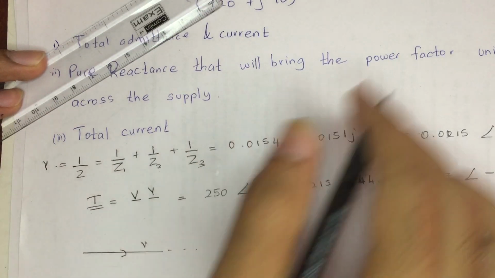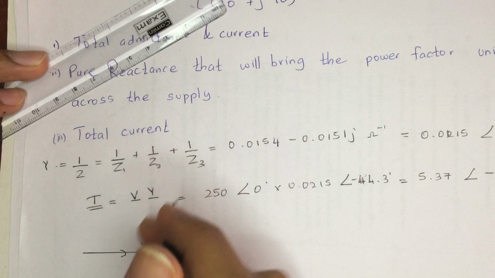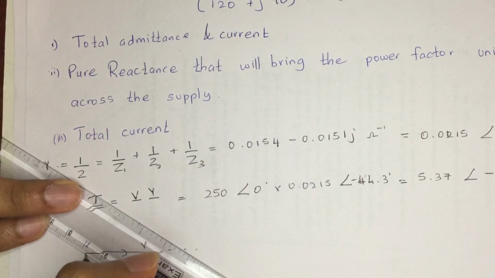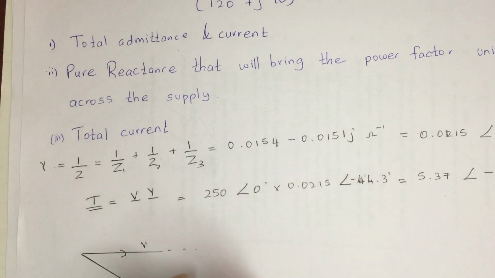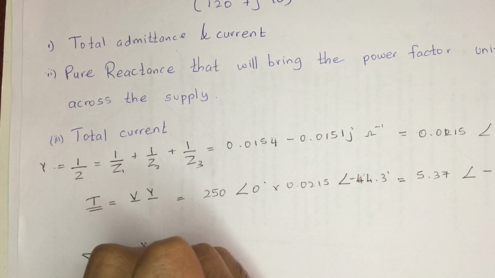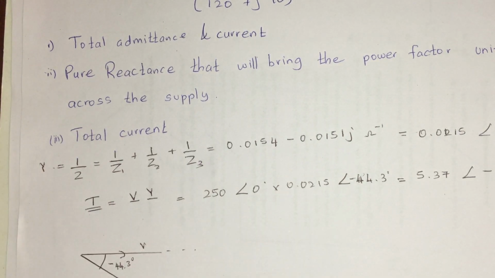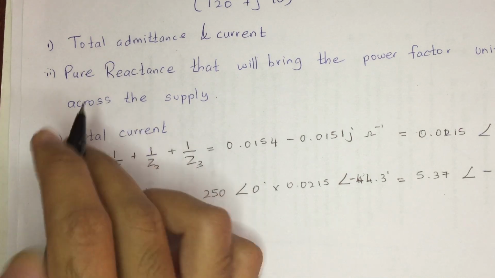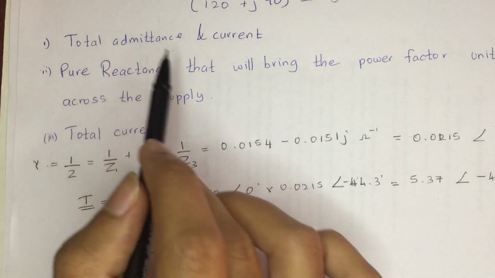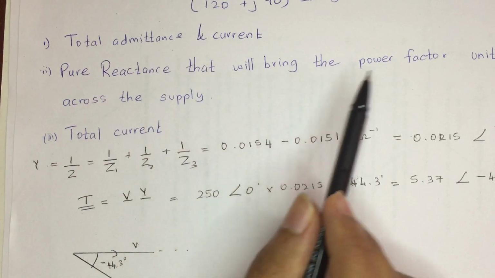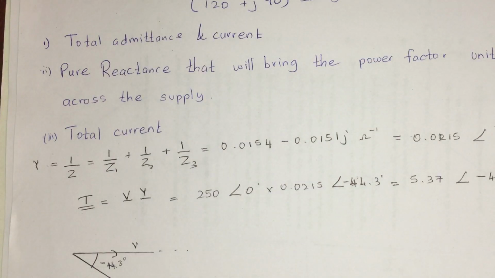If we draw the voltage as a reference, with polar angle 0, the phase angle is 0, and the current I would be in this direction. Actually, we knew that I has an angle of minus 44.3. So now we have finished one part. The question is, we are going to add a pure reactance that will bring the power factor to unity when connected across the supply.